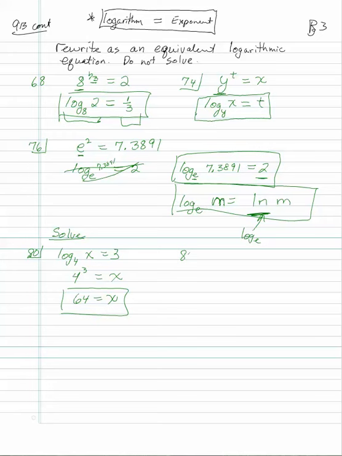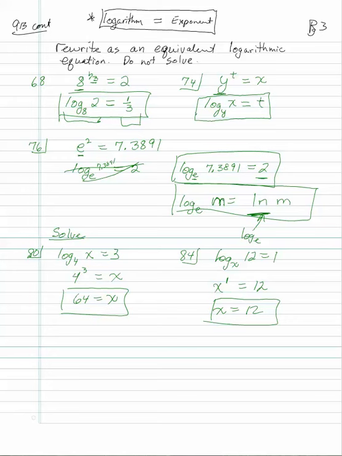Okay, number 84. Log base x of 12 equals 1. So log of 12 base x equals 1. So start with your base, x. Logarithm equals exponent, so the exponent's 1. Solve that. So just simplify. So no big deal.